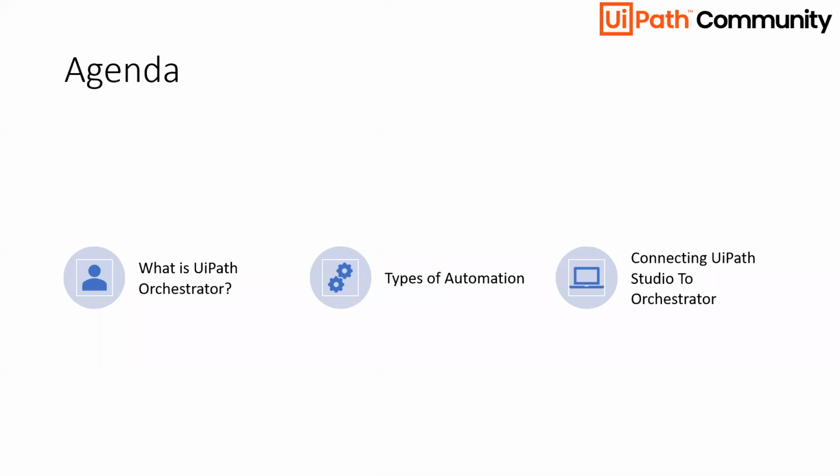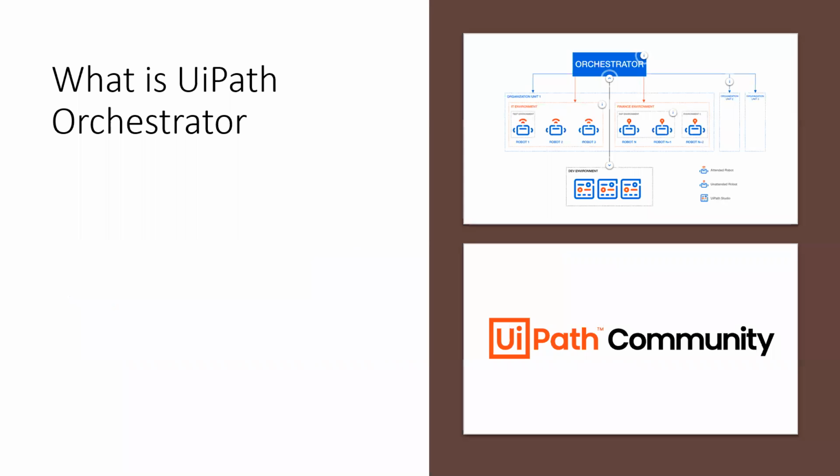Okay. So today's main agenda of the session is what is UiPath Orchestrator, what are different types of automation, and how we can connect UiPath Studio to Orchestrator. So we'll be covering each of these concepts by starting with giving you a brief idea on all three topics. So first, let's start with what is UiPath Orchestrator. As you can see, this is the first slide for UiPath Orchestrator. Priyanka, just start the animation.